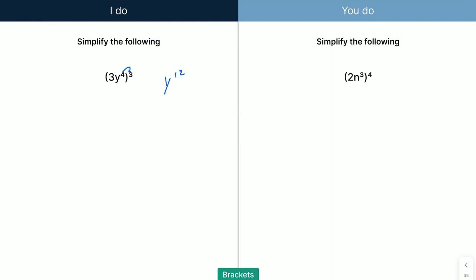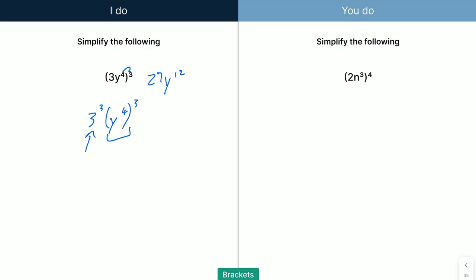Now with the number, it's going to become cubed. Okay, so the way you can actually write this is 3 cubed, and then y to the power of 4 bracket 3. So we've done this bit already. And now this is cubed, so that's just saying, well, what's 3 times 3 times 3? So 3 times 3 is 9. 9 times 3 is 27. So the final answer is 27, y to the power of 12.